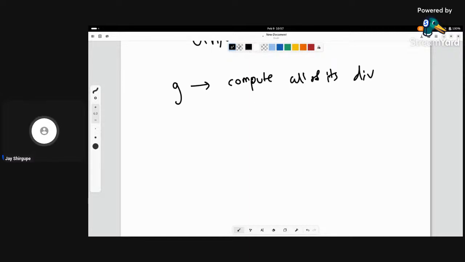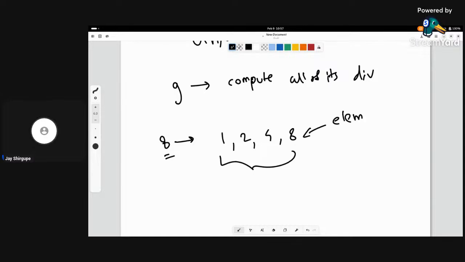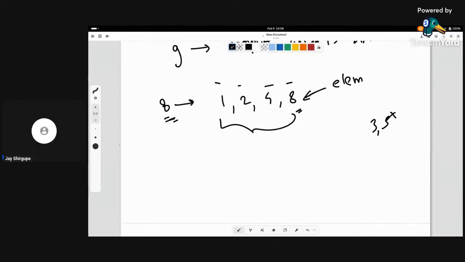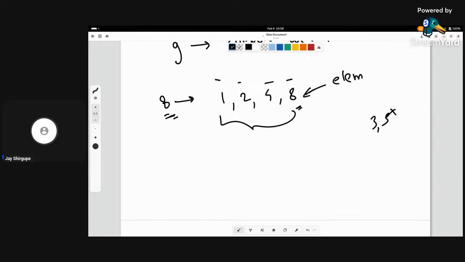So what would that look like? Say your group size is 8. What are the divisors of 8? It is 1, 2, 4, and 8, right? These are the only elements that can divide 8. So whatever element you assign, it has to be either 1 or 2 or 4 or 8. If your element is 3 or 5, you don't need to consider it because it won't divide it anytime. So that's one approach.